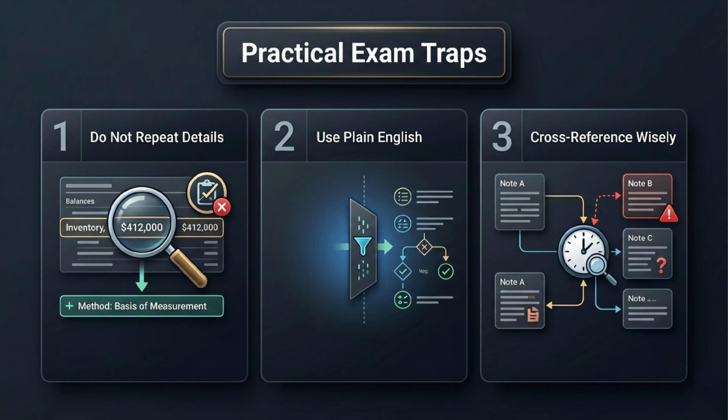Second, use plain English. Technical language is fine where needed, but boilerplate that hides the actual method is not useful. Third, cross-reference wisely. If the note says, see Note 6, then Note 6 must actually contain the relevant detail. ASC 235 is about relevance, accuracy, and clarity.